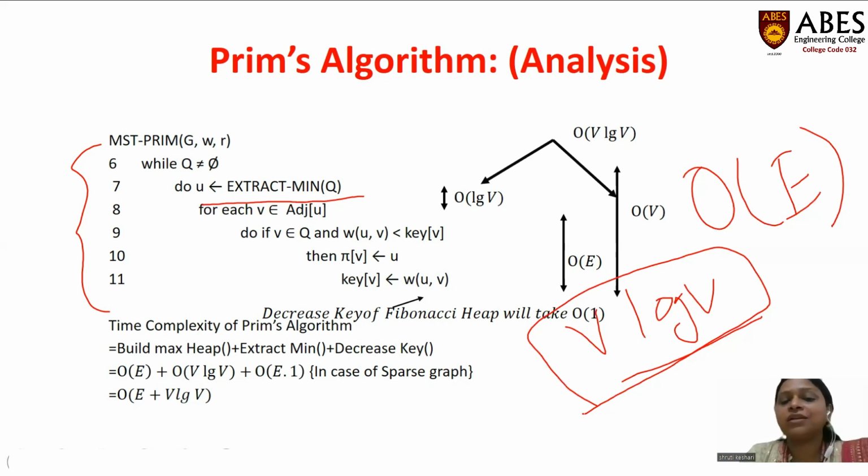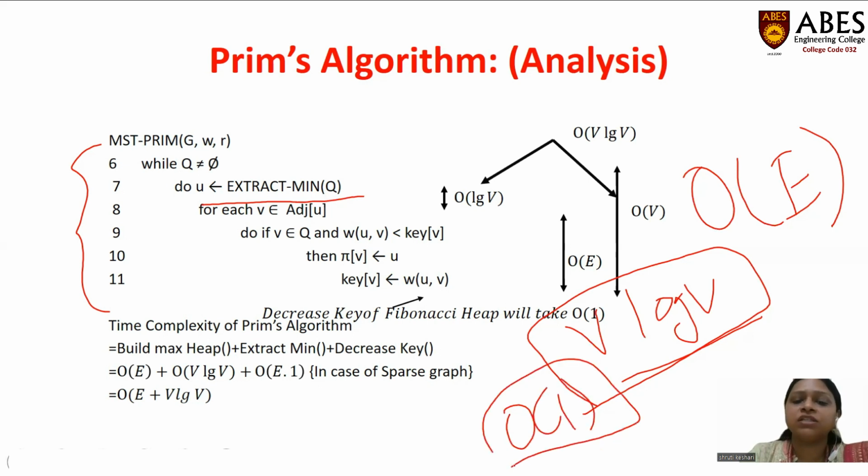And then if that graph is your sparse graph, then decreasing the key value will cost only O of 1 cost. But you're decreasing the cost for each and every edge. You're checking for that value for each and every edge, and it will become O of E. So after combining all the complexity of the steps, you will get that for the sparse graph, that complexity is O of E plus V log V.